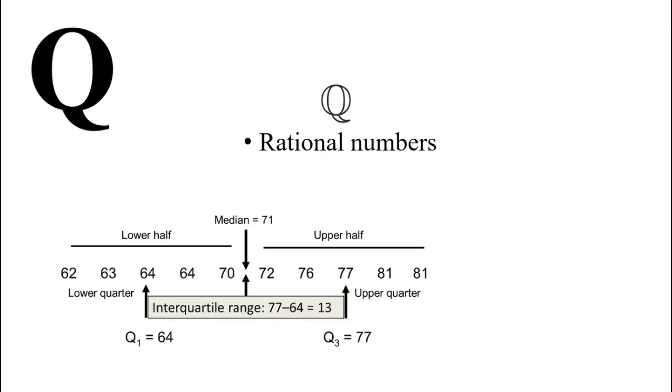In statistics, it is used to denote the first quartile and the third quartile, as well as the median Q2. For example, here we have Q1 equals 64 while the third quartile equals 77.